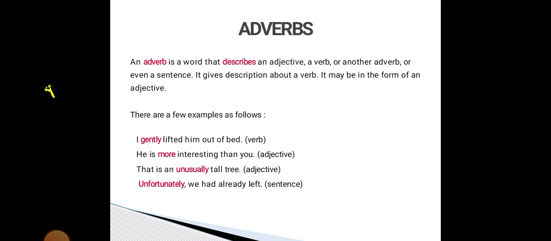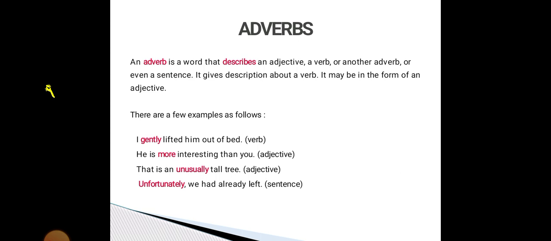What are they? I gently lifted him out of bed. Here, lifted is a verb. Before that verb, we can add an adverb, that is gently. Gently is called an adverb. The next example is, he is more interesting than you. Interesting is an adjective. Before that we can add more, which is called an adverb. So the adverb qualifies the adjective.